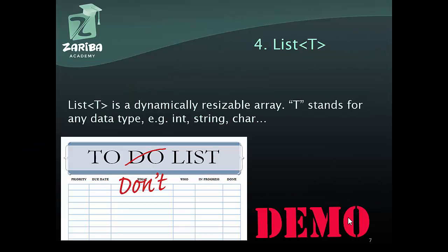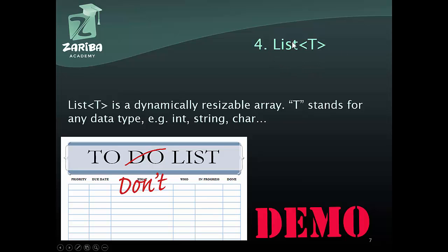The next thing is list. List of T is a dynamically resizable array. We'll explain what that means. T stands for any data type. It can be int, string, char, it can be bunnies, it can be rocks, it can be anything that you want. List<T> is called generic. In fact, it's quite fun to write your own generic collection. We'll see how to do that probably in the second course.